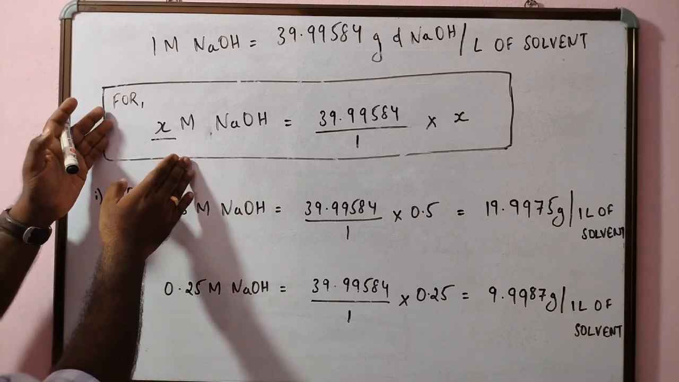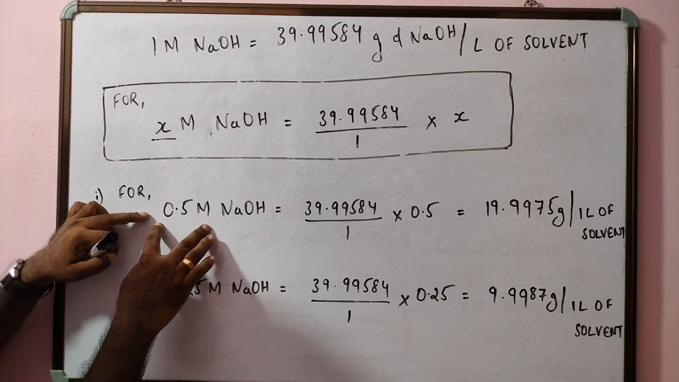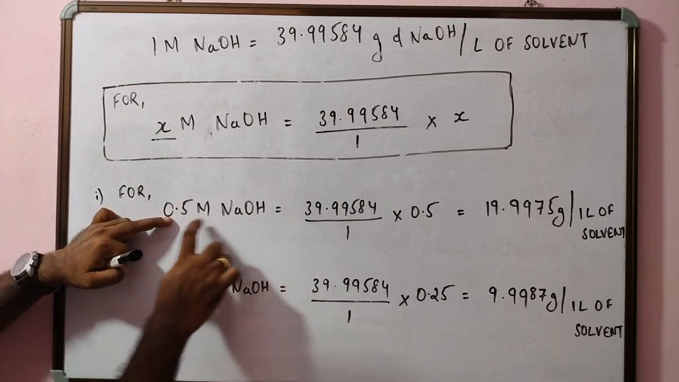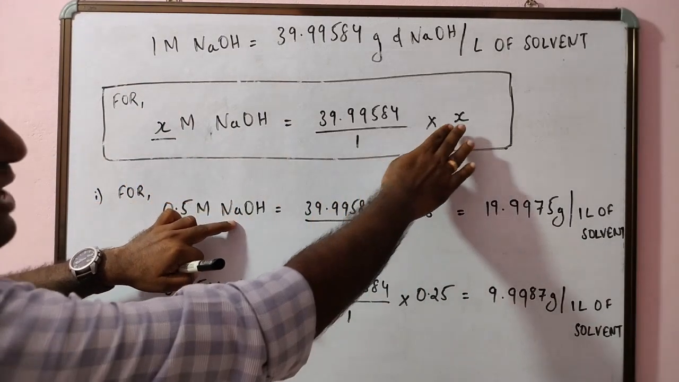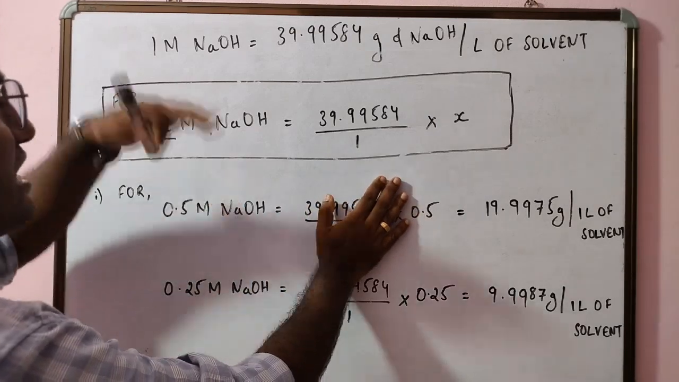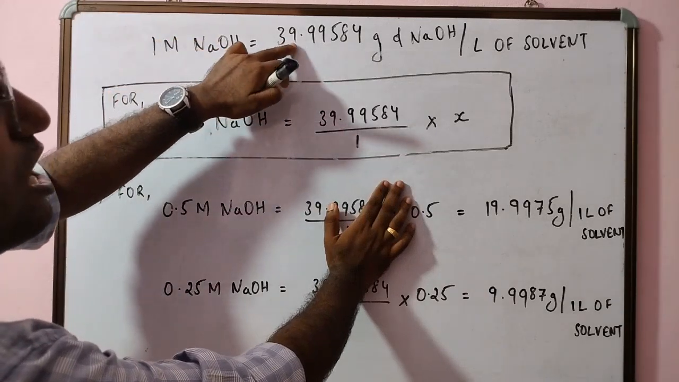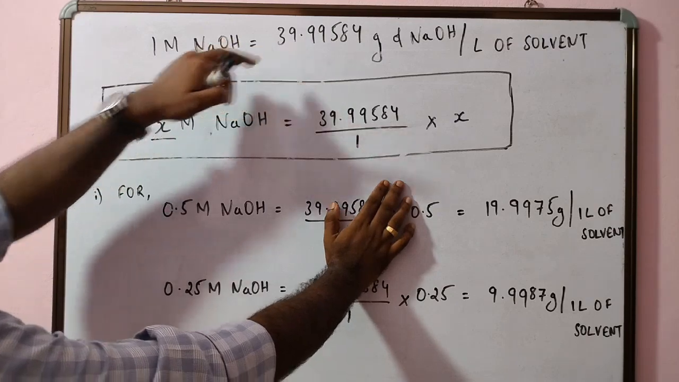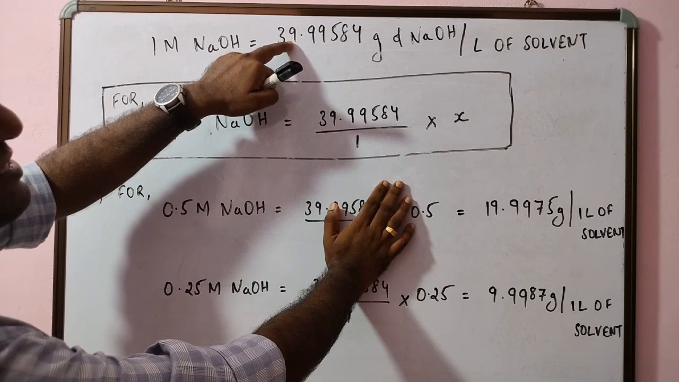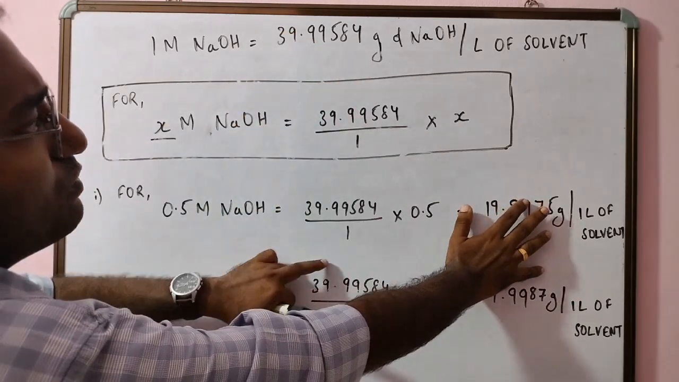To check the authenticity of this formula, we would first check it for a solution of molar strength that is half of its value. That would be 0.5 molar NaOH. Without applying this formula or without putting the value of X as 0.5, we can calculate in our mind that the grams of NaOH would be half of this value, just because the strength is half of it. That would come around 19.99 gram of NaOH.